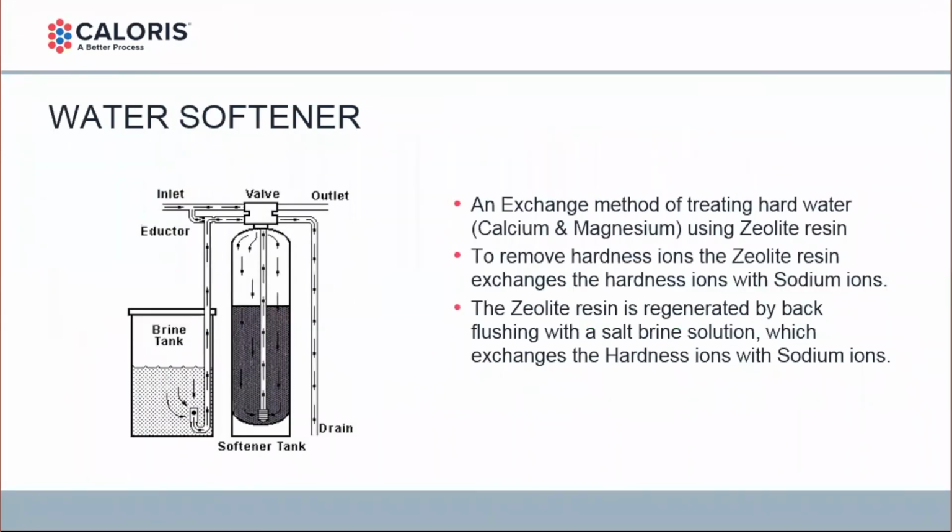So a little bit about what kind of equipment you can use for boiler feed water. The simplest process is probably a softener. A softener is an exchange method of treating hard water using zeolite resin. To remove the hardness ions, the zeolite resin just exchanges the hardness ions with sodium ions. And then the softener is regenerated by back flushing with a salt brine solution, which exchanges the hardness ions with sodium ions.